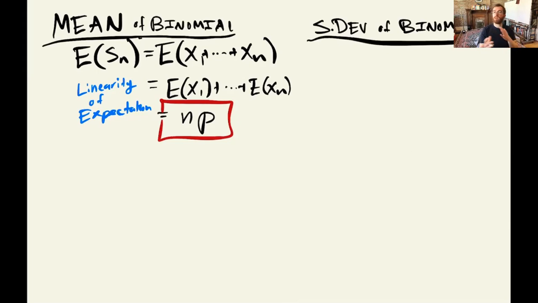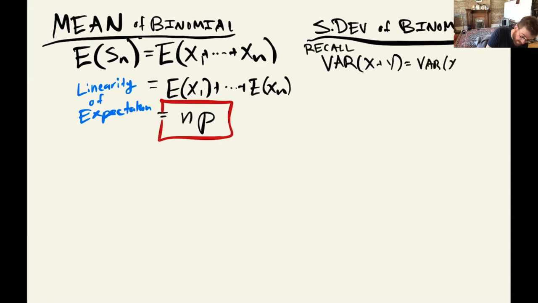Well, here we saw that variance is not actually linear, but it is if the variables involved are independent. So remember, recall, variance of x plus y is equal to the variance of x plus the variance of y if x and y are independent.